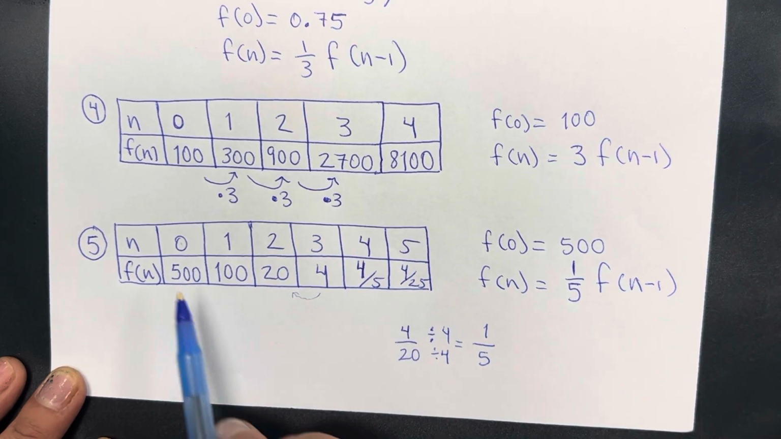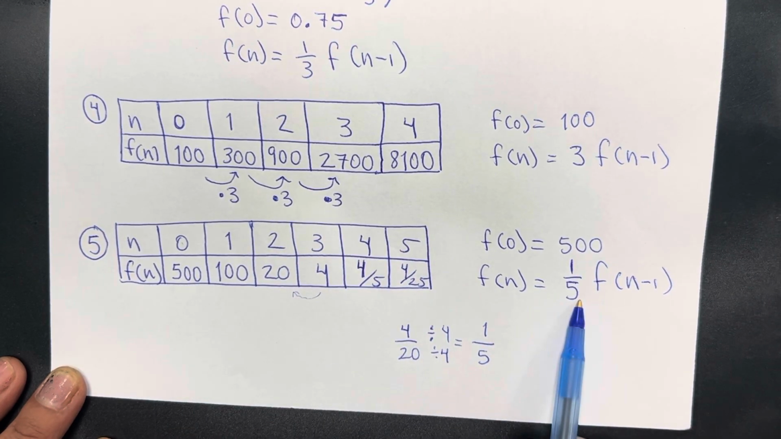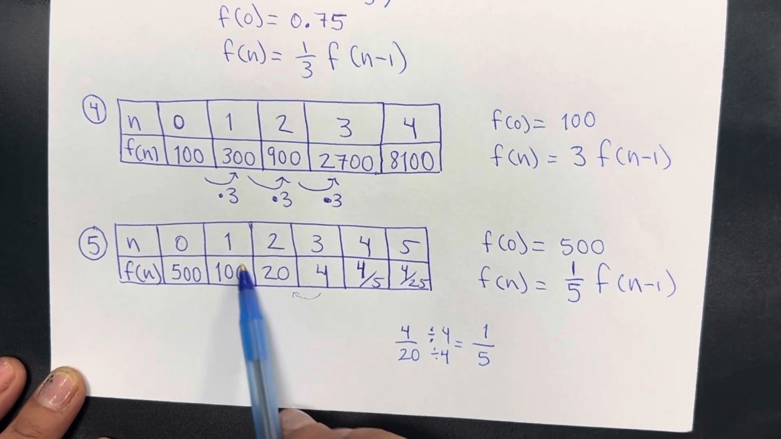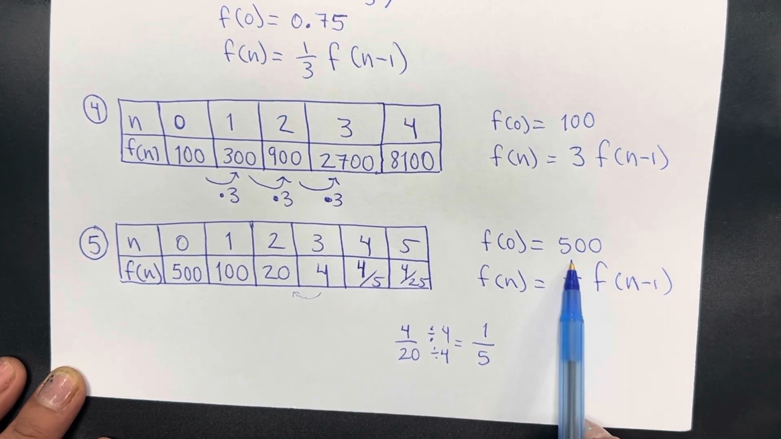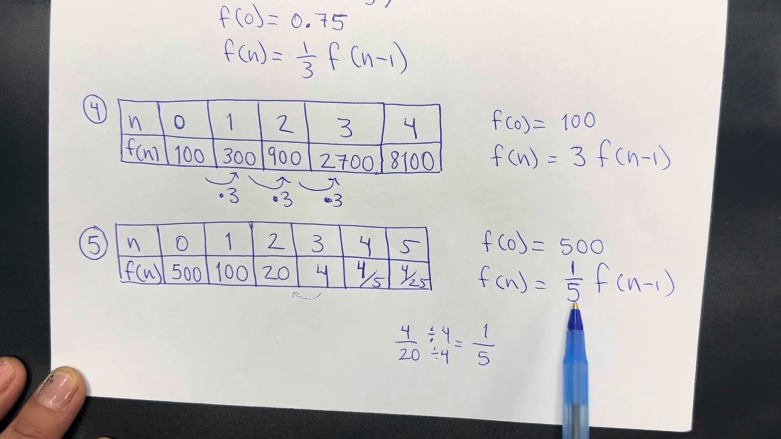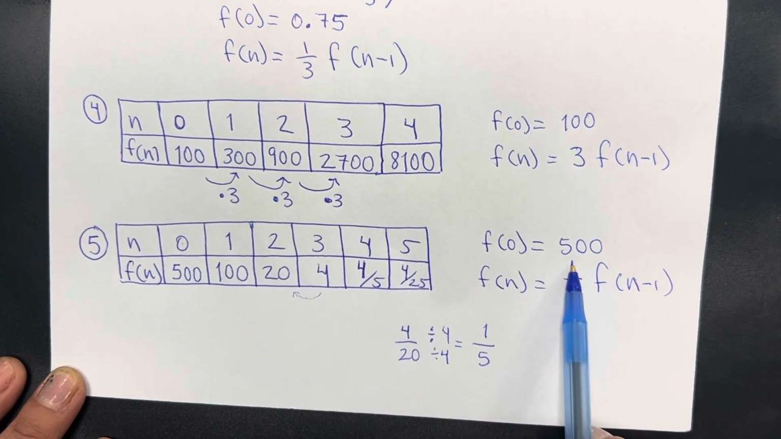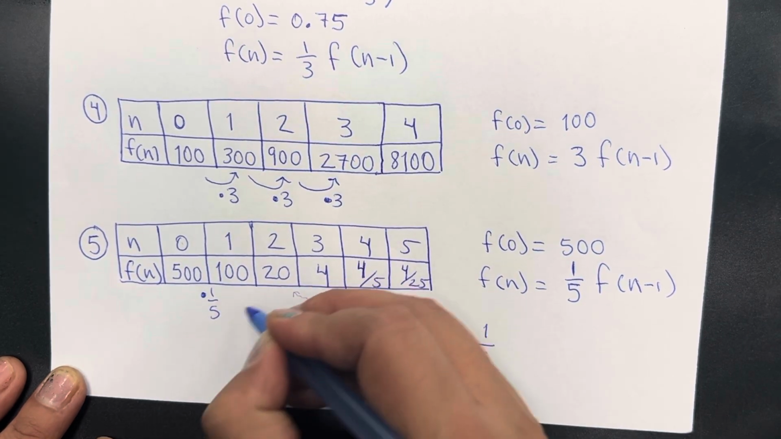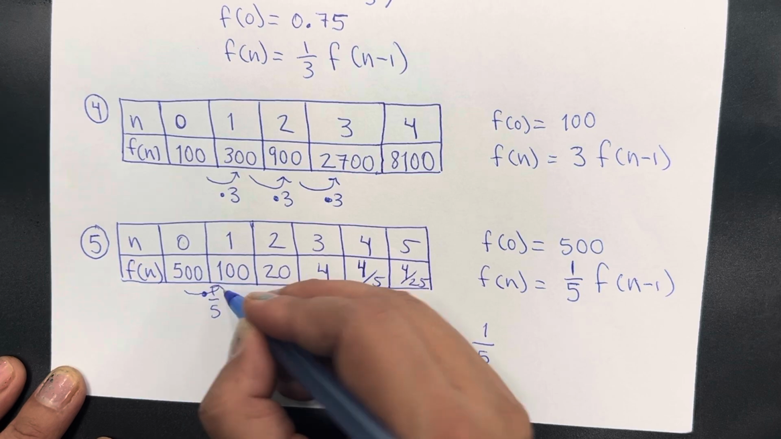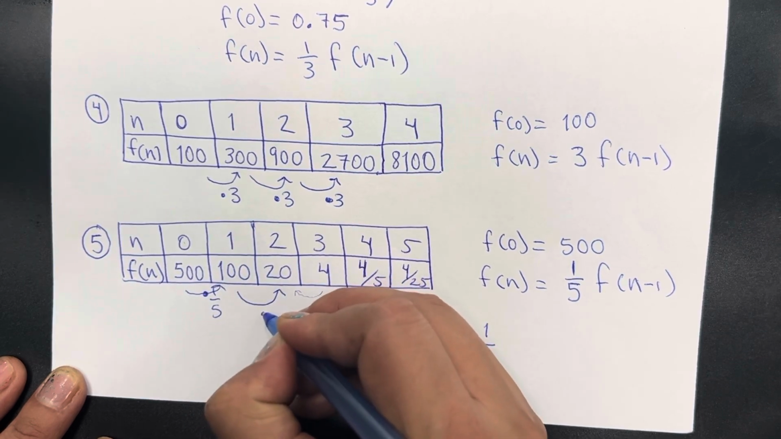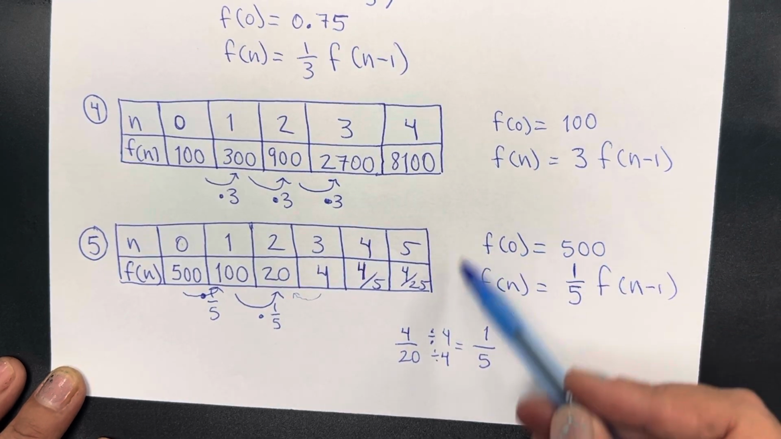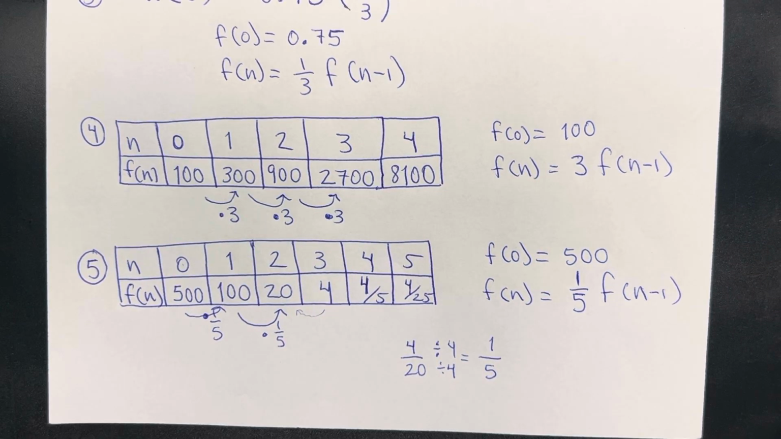Remember that we multiply by the numerator and divide by the denominator. 500 times 1 is 500, divided by 5, 100. 100 times 1 is 100, divided by 5, 20. 20 times 1, 20, divided by 5 is 4. So yeah, we're multiplying by 1/5 to get from here to here. To get from here to here, multiply by 1/5. And so that's going to be my base. That's the recursive rule. With this, we end our lesson.